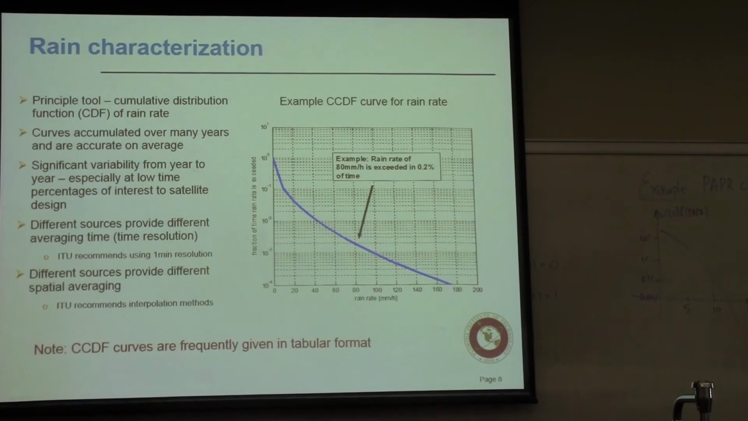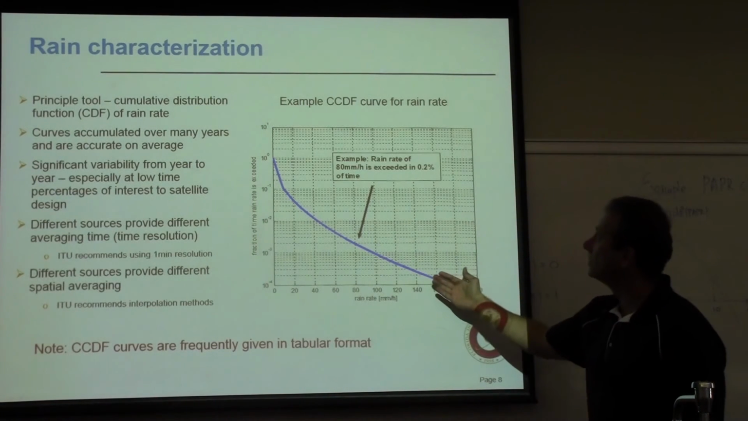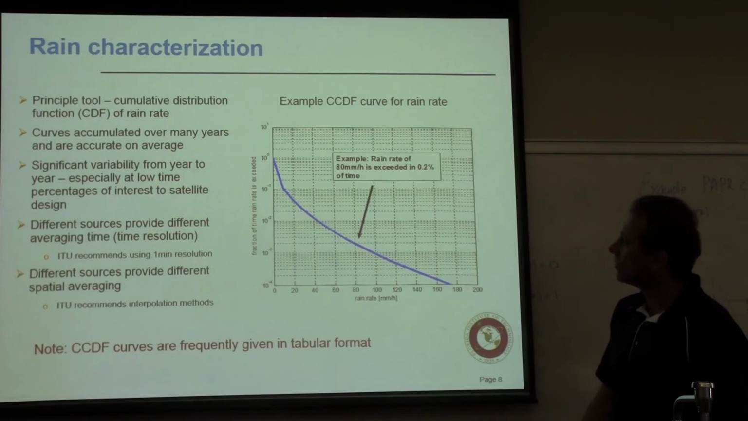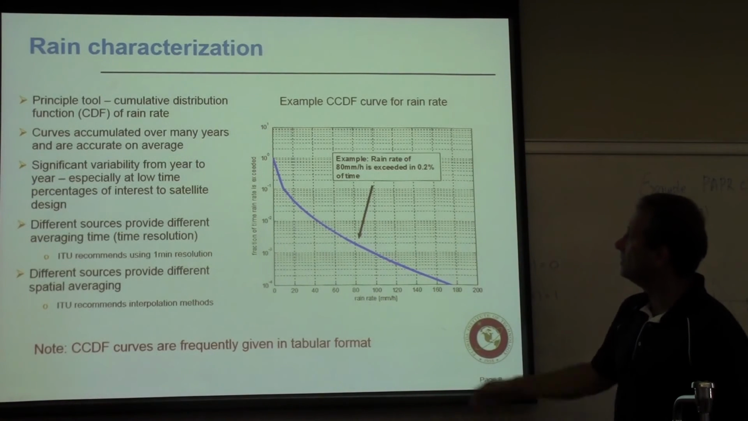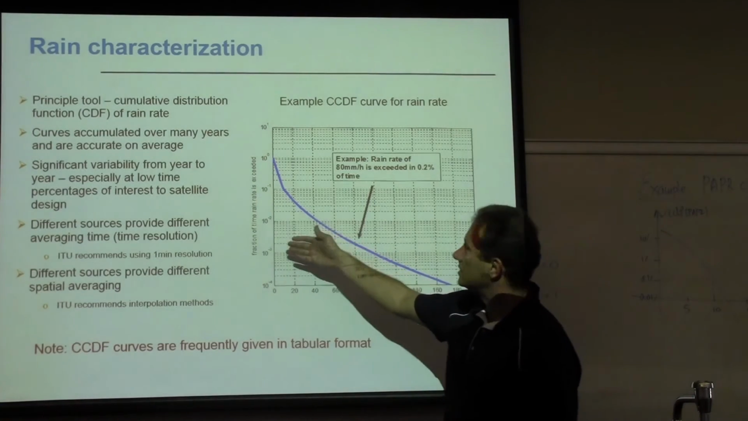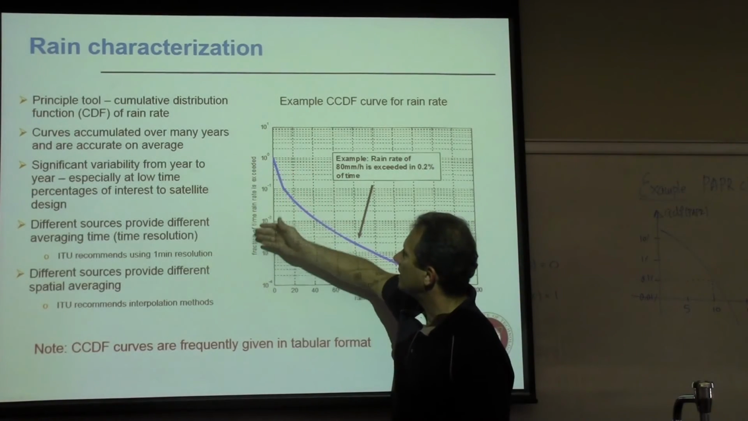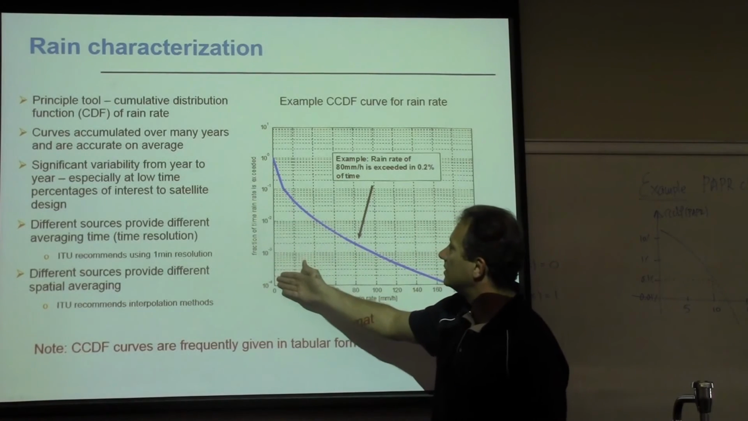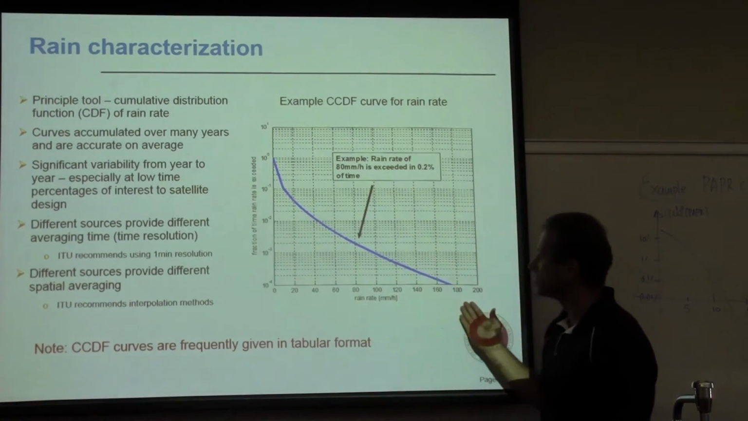So how do we characterize rain? Well, as I mentioned earlier, the principal tools for rain characterization are these CCDF curves or exceedance curves. This is an example of such a curve. I don't know for where, maybe this is something I drew. This is the percentage fraction of time that the given rain rate is exceeded, and then this is the actual rain rate.